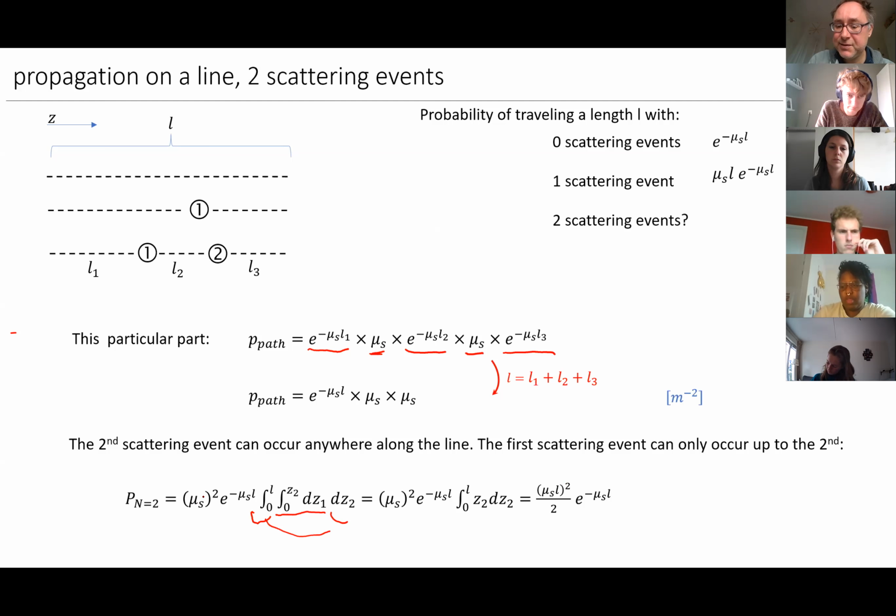So the final expression for the probability of having propagation over the length L with two scattering events happening, adding them all together, is going to be this last expression: mu s times L squared divided by 2, times an exponential of minus mu s times L.